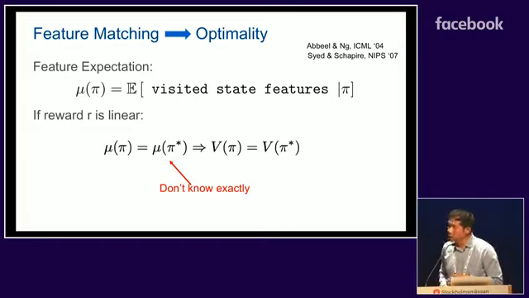Now, of course, this is somewhat idealized, right? Because in practice, we can't really estimate this quantity mu pi star exactly, because we only have a limited number of demonstrations. So in a way, this problem is also ill-posed, similar to the original inverse reinforcement learning problem. And so we need to apply some restriction.